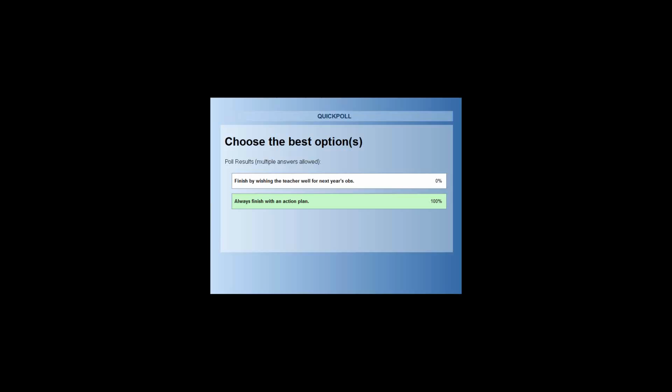Fantastic, because we don't want observations to be a yearly performance where the teachers put on a show for the DOS. We want it to be a process that is constant. Next one, please, Sophie. Two more to go.